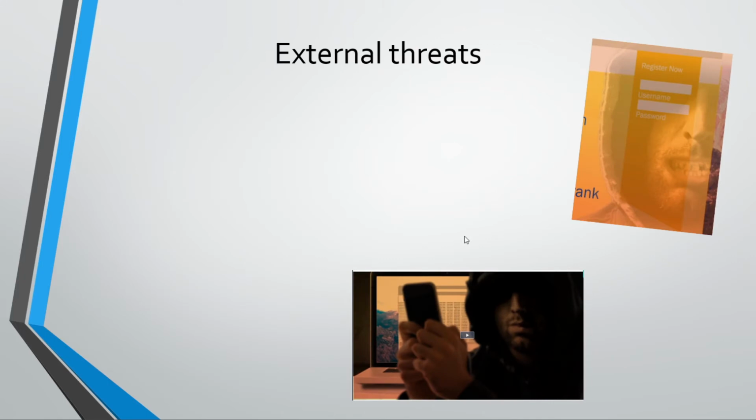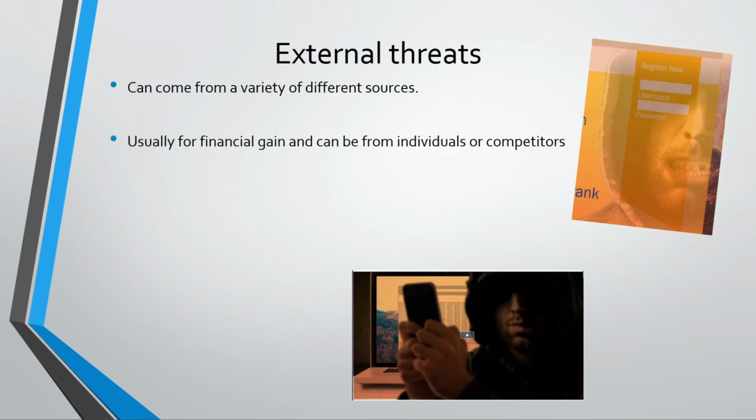Now, for external threats, it doesn't talk too much about computer-based external threats yet, but this is talking about external threats that could be opened up potentially because of what's happening. So obviously, they can come from thousands of different sources. Attacks can come from anywhere. Obviously, they're usually for financial gain, either from individual people or other competitors.